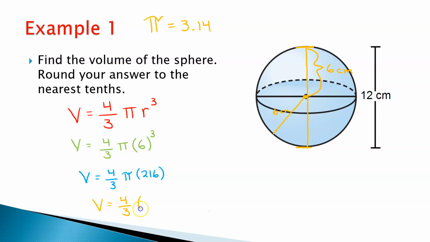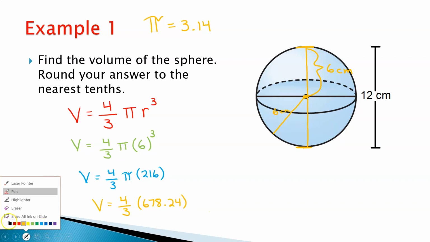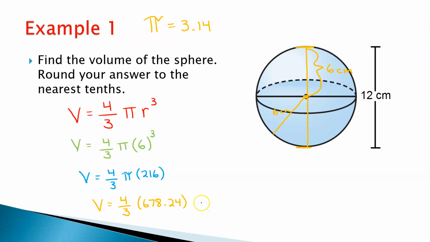And that gave me a total of 678.24. All right, I have one more thing to do here, and I'm going to do 2 steps in one. I like to do this at the very end. I'm going to multiply that 678.24 quickly by 4 and then divide by 3.